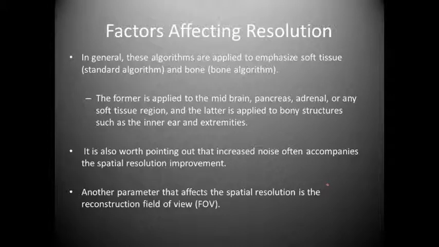In general, these algorithms are applied to emphasize soft tissue and bone. The former is applied to the midbrain, pancreas, adrenal, and any soft tissue region, and the latter is applied to bony structures such as the inner ear and the extremities, as well as the spine. It's also worth pointing out that increased noise often accompanies spatial resolution improvement. So basically, you're going to have increased noise, or you're going to have loss of detail even though you're attempting to increase the spatial resolution. Another parameter that affects the spatial resolution is the reconstruction field of view.